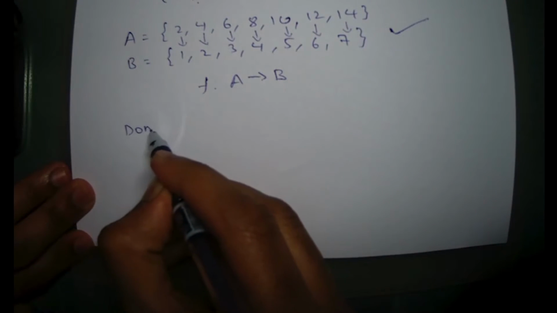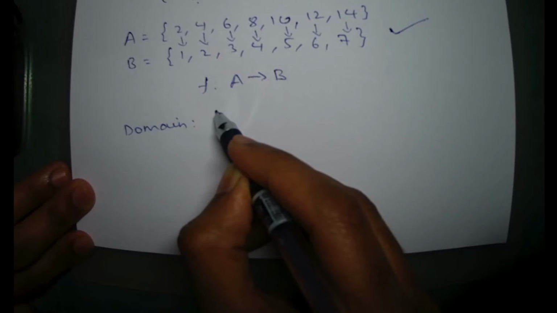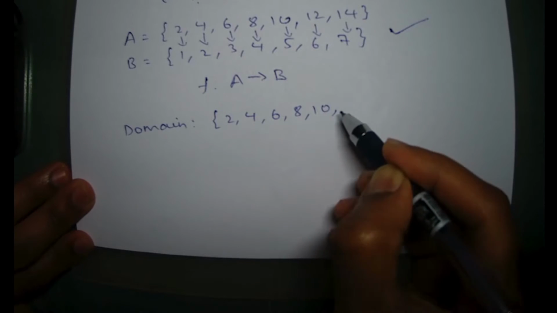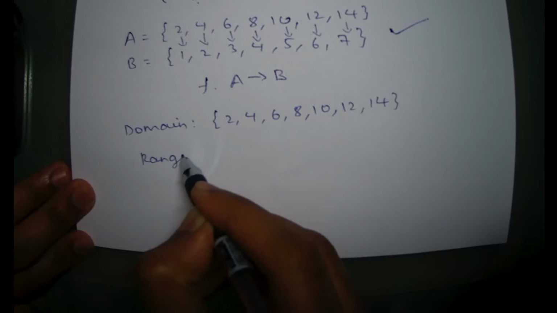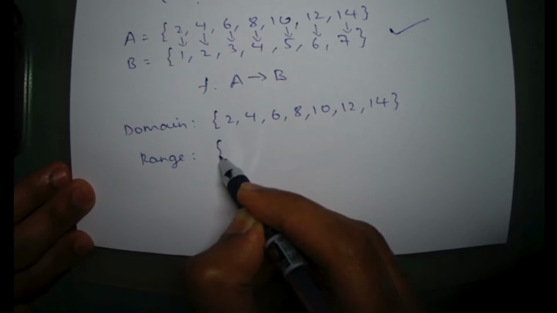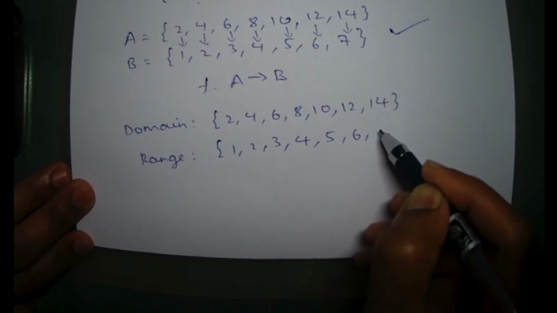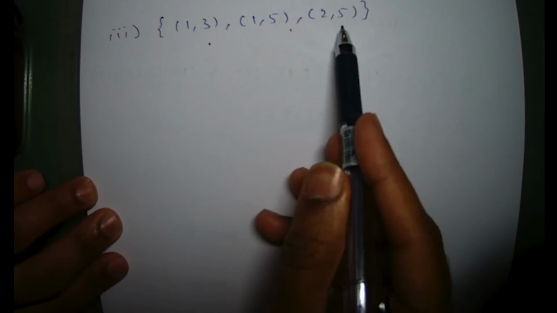So the domain for this function will be nothing but all terms in set A, that is 2, 4, 6, 8, 10, 12 and 14. And the range of this function will be 1, 2, 3, 4, 5, 6 and 7, all terms from set B. Now coming to the third question, we have a relation (1, 3), (1, 5) and (2, 5).